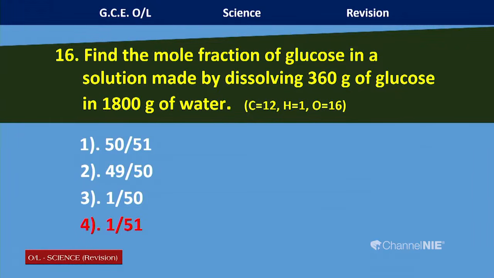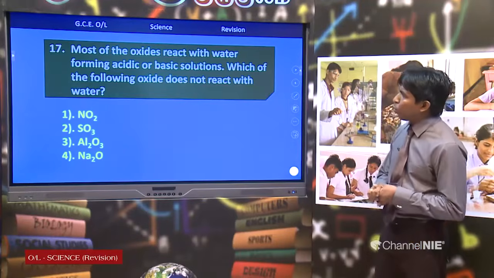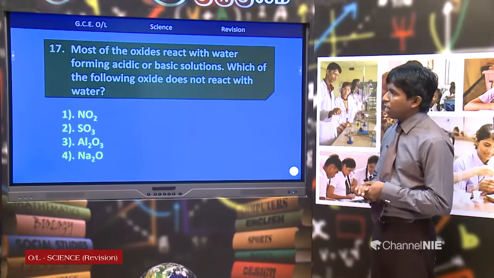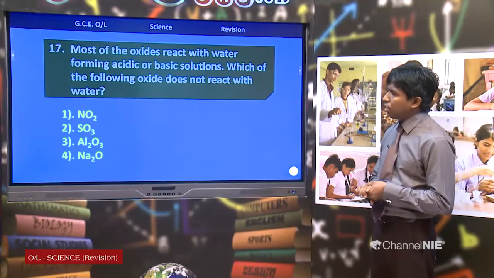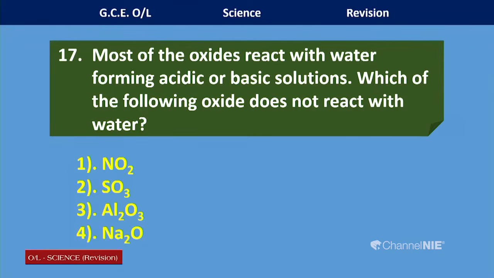So, question number 17, most of the oxides react with water forming acidic or basic solution. Which of the following oxide does not react with water? Oxide which does not react with water. So, let us see the first one, nitrogen dioxide. Nitrogen dioxide is an acidic oxide, it can cause acid rain also. When you dissolve nitrogen dioxide in water, it produces an acidic solution because it is an acidic gas.